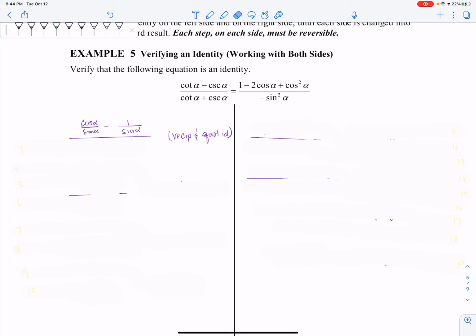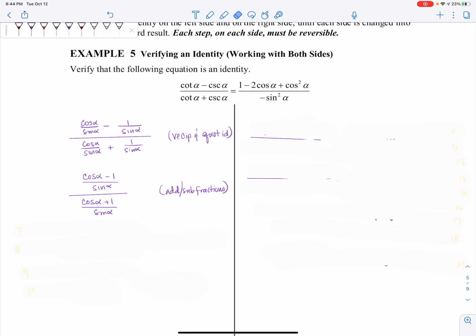So on top, that's cotangent is cosine over sine minus cosecant, which is 1 over sine. And then on bottom, I did the same thing. All right, so then the next thing that I did was I got a common denominator on top and a common denominator on bottom, which was already there for me. Okay, so I'm just going to simply combine my fractions, add and subtract fractions. So on top, it'll be cosine minus 1 all over sine. And on bottom, cosine plus 1 all over sine.